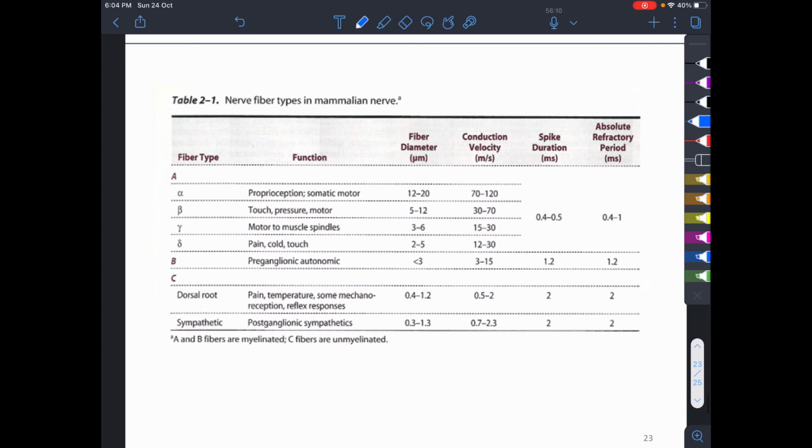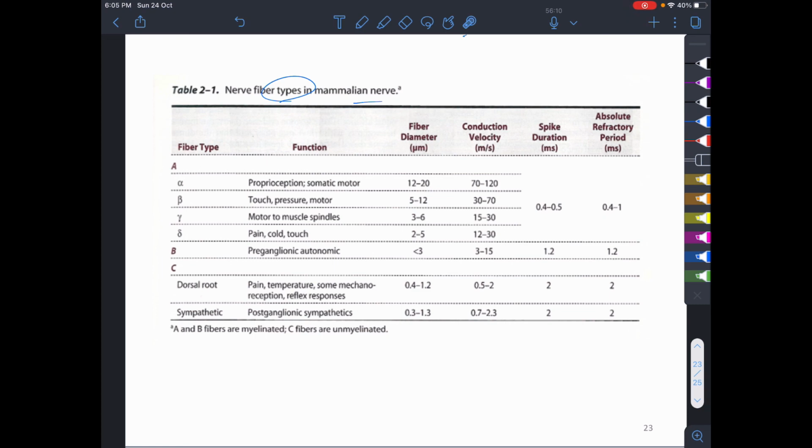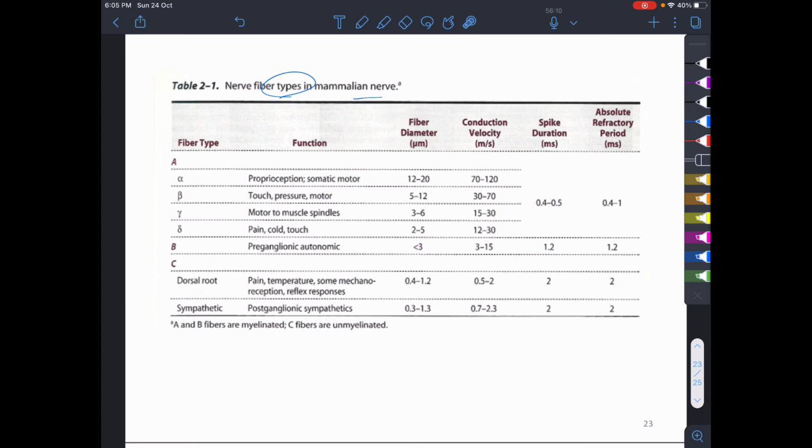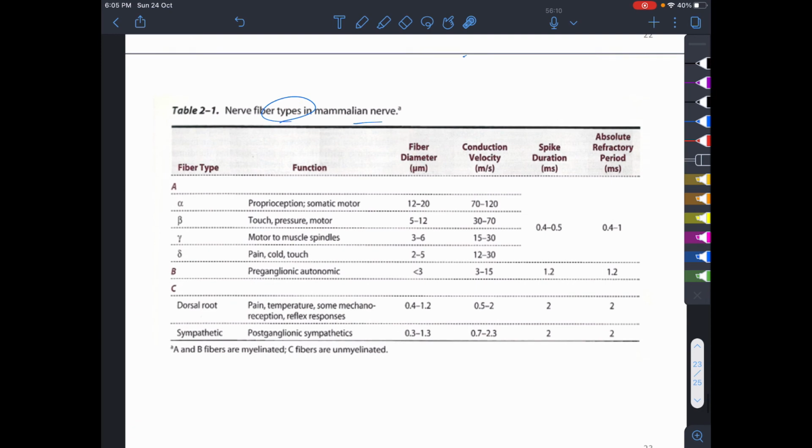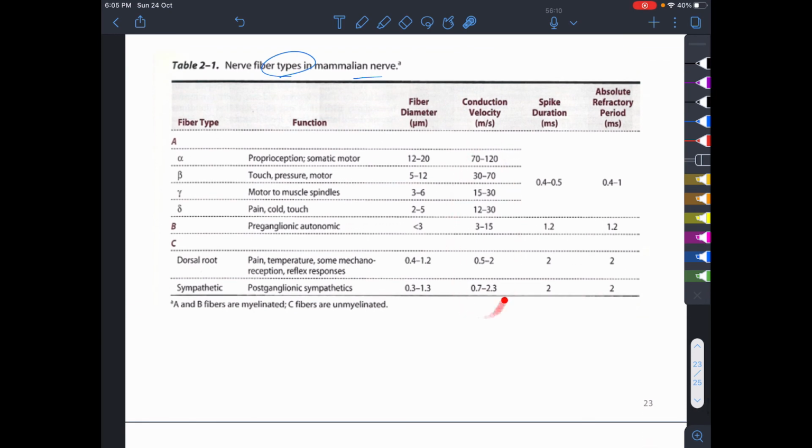This is the nerve fiber types in the mammalian nerve. We can see in this chart, it's not very important, but it's important to understand that the diameter can affect the conduction. So the larger the diameter, the bigger the conduction velocity, the faster it is. So the smaller it is, the slower is the conduction. It's very important to understand. That's it. The two factors affecting the conduction.